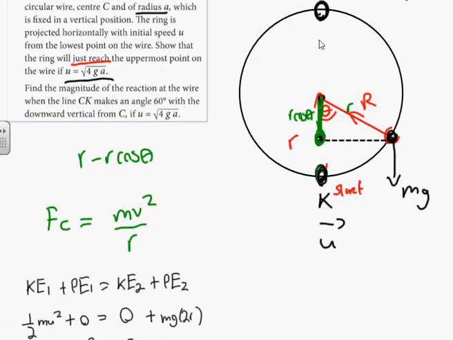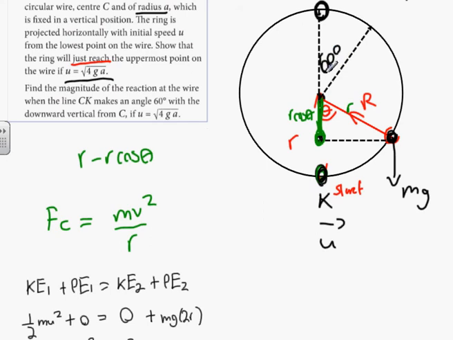Downward vertical is technically here, isn't it? Would you agree with that? 60 degrees to downward vertical is technically this angle here. Yeah? Everybody see that? 60 degrees to the downward vertical.